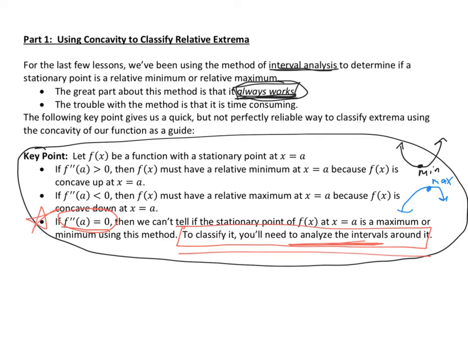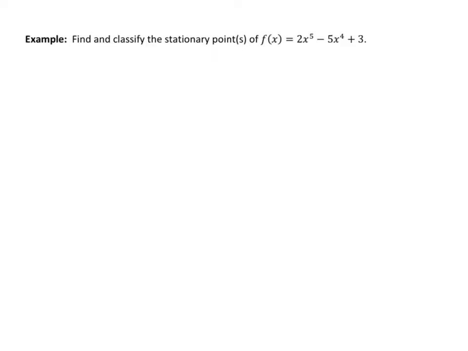With that said, we're going to go ahead and practice this a couple of times, and then we'll move into the rest of the lesson. Okay, so here's this first straightforward example. We're being asked to find and classify the stationary points of this function. So the first thing we need to do is find the stationary points. To find them, we need to look at where the first derivative is 0 or undefined.